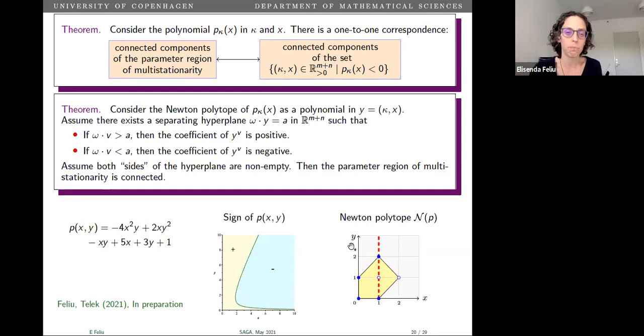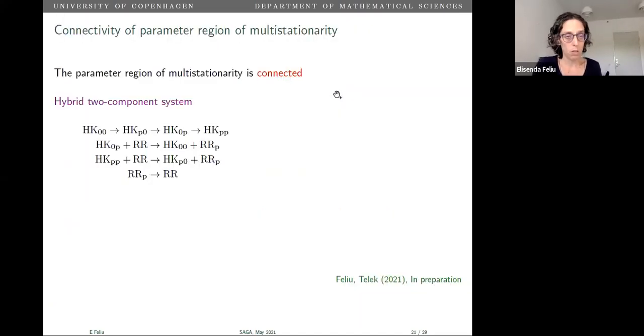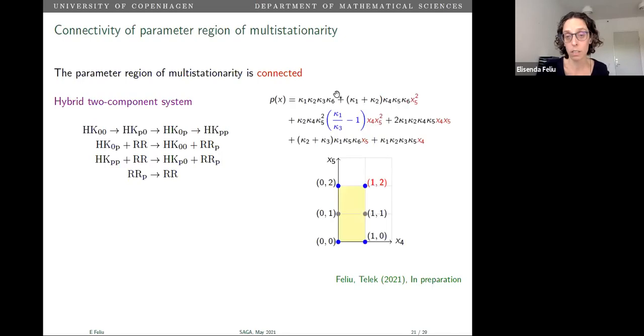It's okay. If that's true, and if there is something on both sides, so there are positive and negative points at each side of the hyperplane, then the parameter region of multistationarity is connected. That is, this set has only one connected component. With that, we could conclude that the multistationarity region of this system is connected.